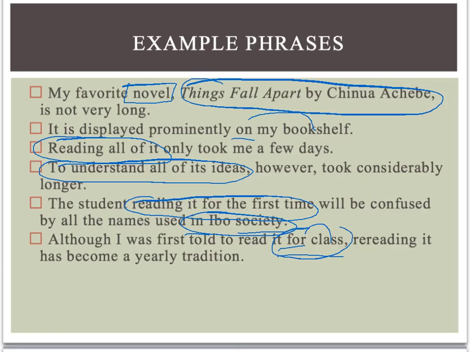Right? So here's that prepositional phrase. Here's the gerund phrase. Rereading is now a gerund, right? It's a thing in that sentence. Rereading it, that's a gerund phrase acting as a noun in that sentence. So those are some different phrases filling different grammatical roles in those sentences.